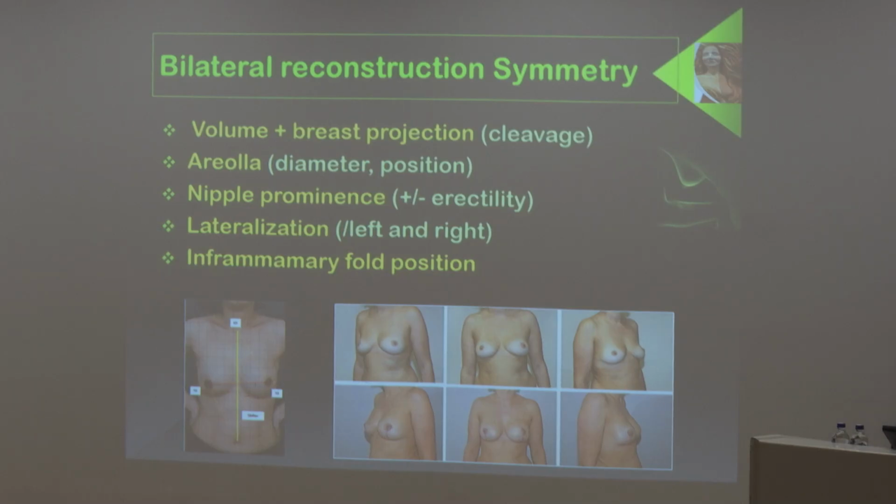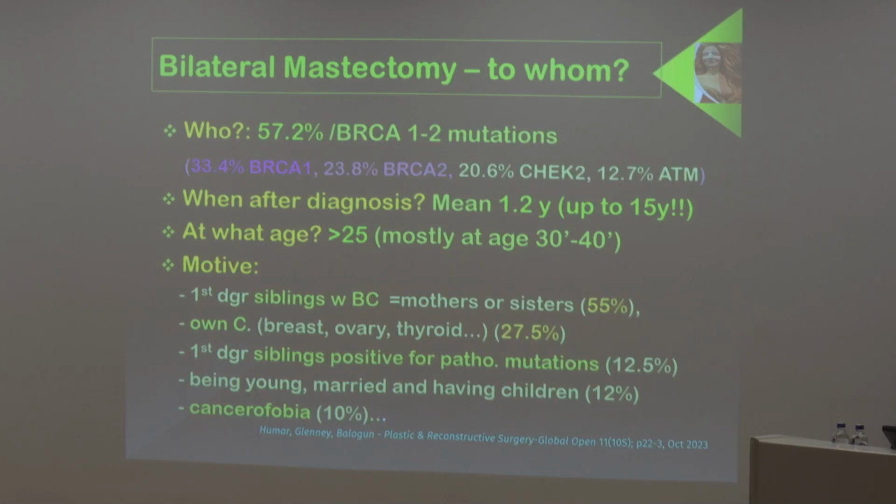it's important that we shall obtain symmetry and stability of the results, and to whom I already have explained the motives to ask for this are having one first-degree sibling, having his own cancer, it's not applying. Having the mutations in first-degree siblings, being young, married, and having children, so the social status is important, and also cancerophobia.